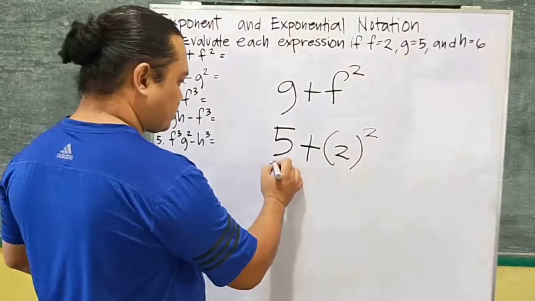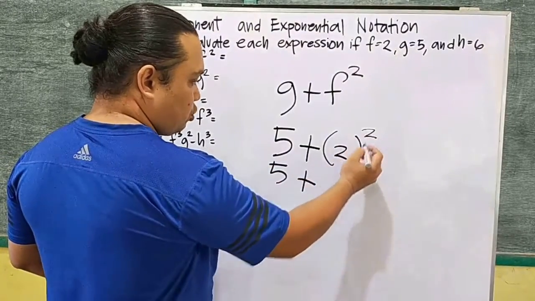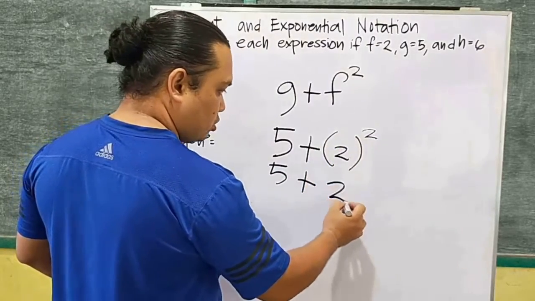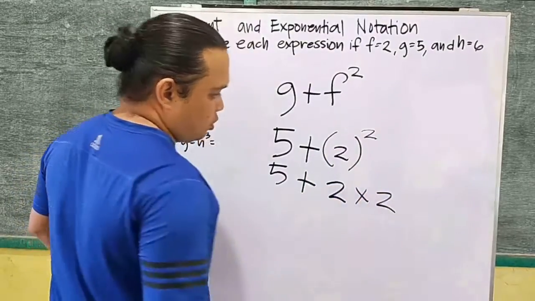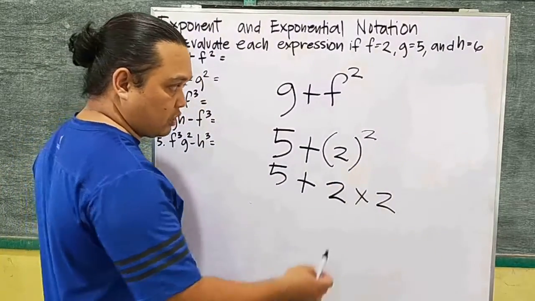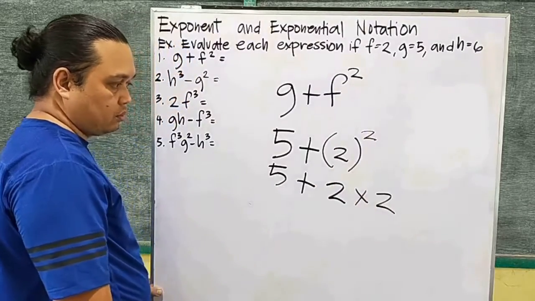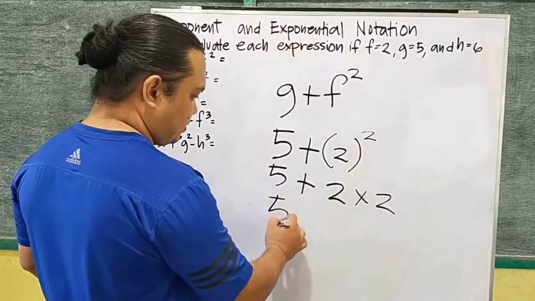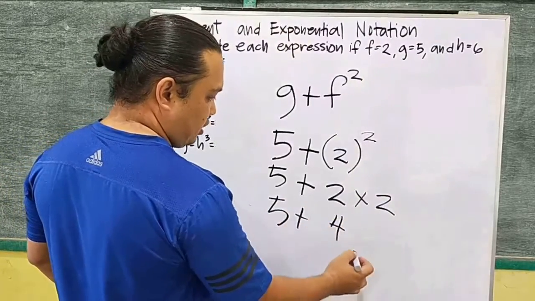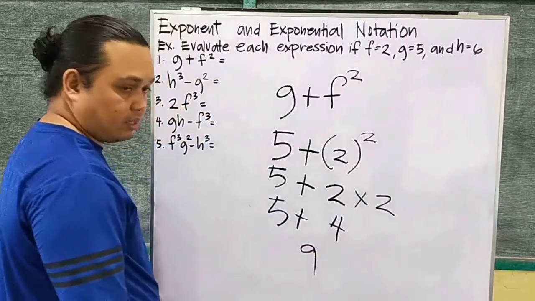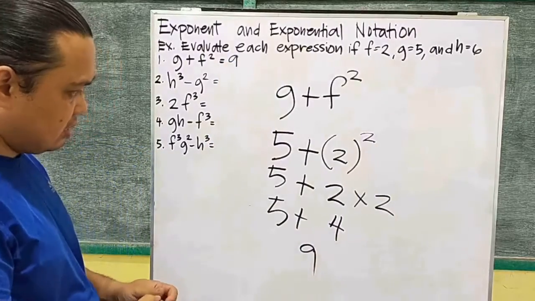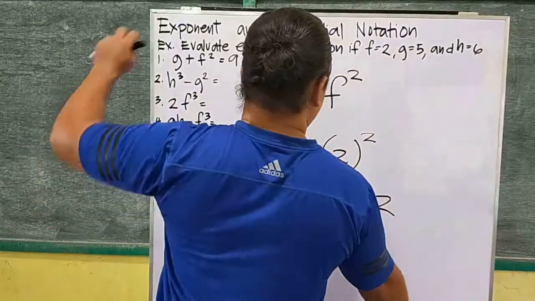Now, 5 plus 2 squared, or 2 raised to the power of 2, is 2 times 2. We are multiplying 2 by itself 2 times, or using 2 as a factor 2 times. So 5 plus 2 times 2 is 4, and 5 plus 4 is 9. Therefore, our answer here is 9. Well, let's answer number 2.